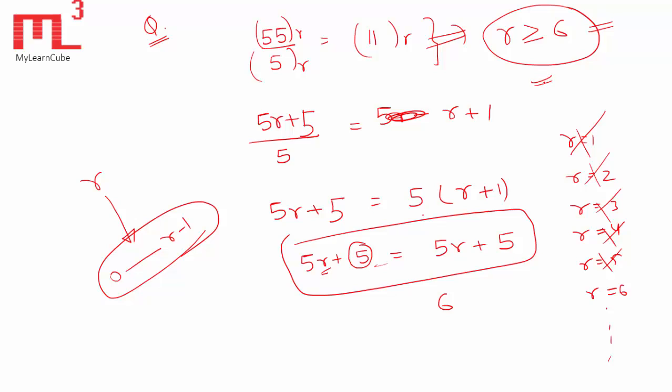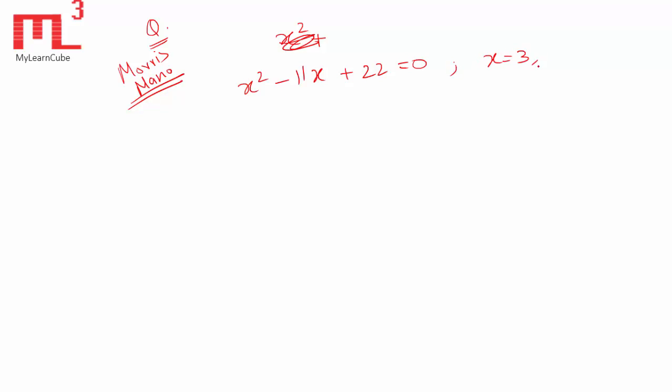Great. Again, one more question. Now, suppose you have x squared minus 11x plus 22 is equal to 0, and the roots of this equation are also given: x is equal to 3, x is equal to 6. This question is taken from Morris Mano, the Bible, I think, for this subject. You are asked what is the base of this number system.